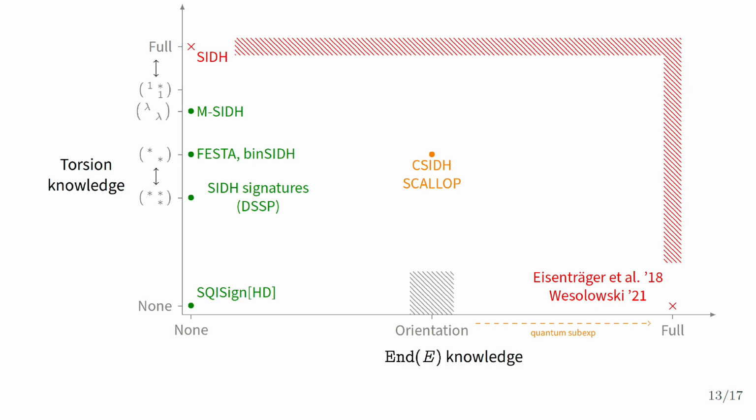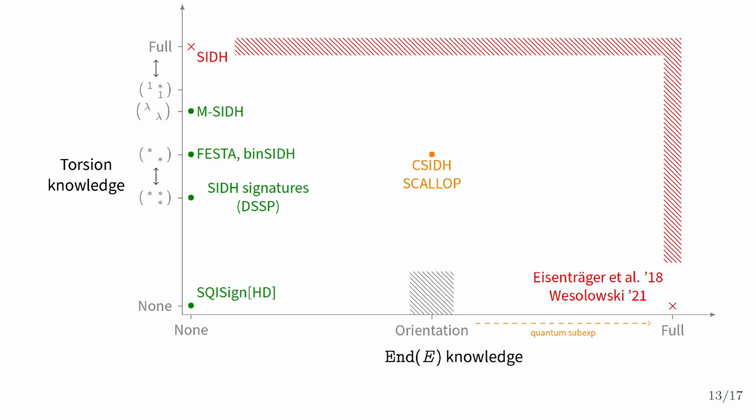And then in SIDH signatures, you somehow reveal the image of one subgroup because you are revealing two parallel isogenies, so you somehow reveal the image of the kernel of these two parallel isogenies. So it corresponds to the gamma SIDH, where gamma is the group of matrices of that form.